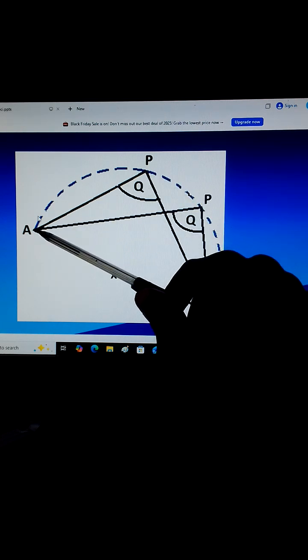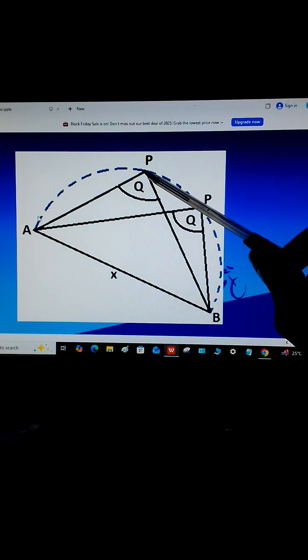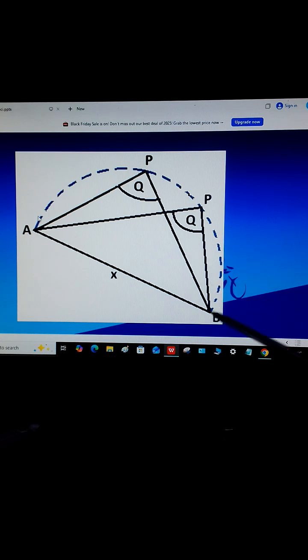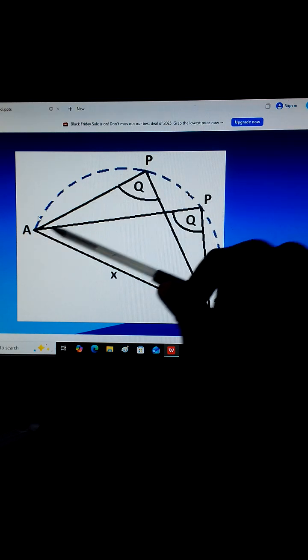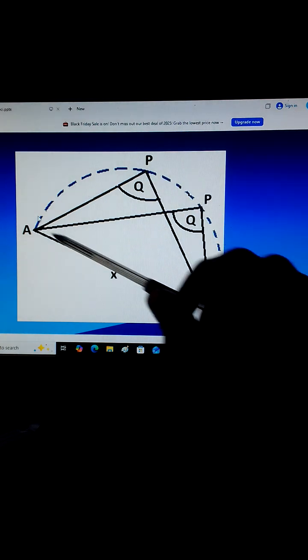So that locus will be the major arc. So you make an angle here, angle Q, that is APB, angle Q, P will be here. You make an angle here, APB, angle Q, P will be here. So this P will lie on the major arc of this chord AB.